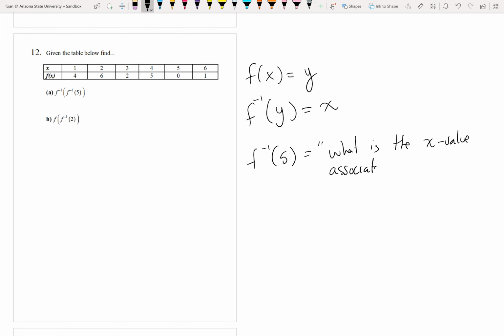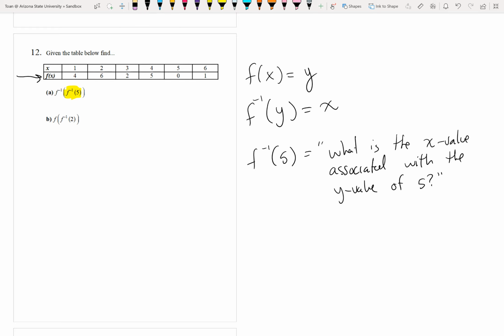associated with the y value of 5. Because again, if I'm using the inverse function, what's inside here is actually a y value. So looking at letter A, we do have f inverse of 5 inside of the argument here. So just looking at the table, what x value is associated with the y value of 5? Well, reading the table, here are your y values. Hopefully we can see that a y value of 5 is related to an x value of 4.